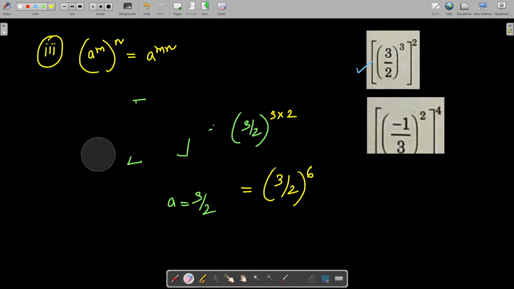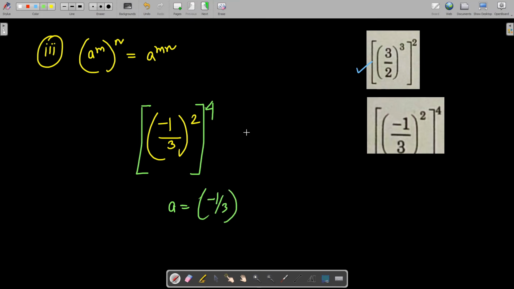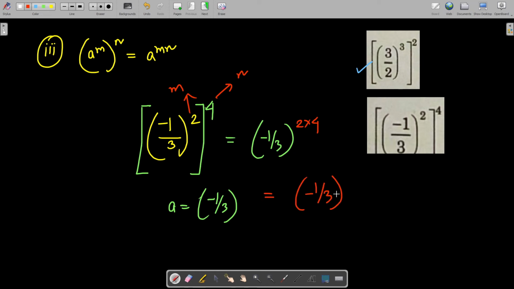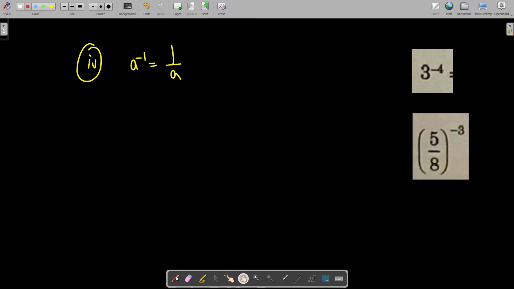Let's take another example. It's given (minus 1/3) whole square, to the power 4. Now what's the a here? A is the minus 1 by 3. So we will write it as it is, minus 1 by 3. Let's identify m and n. This is the m and this is our n. We'll have to multiply m into n. So it will be 2 into 4. The answer will be (minus 1/3) to the power 8. Okay, pretty easy. Let's move to the next law, which was the reciprocal law.